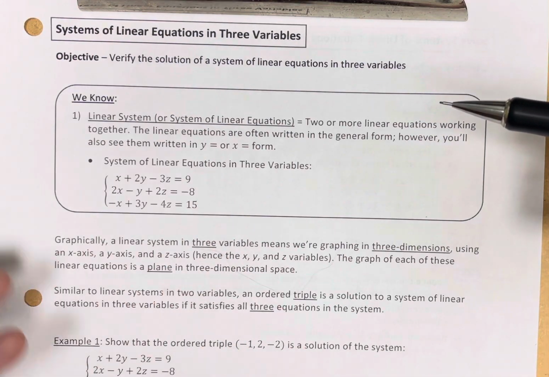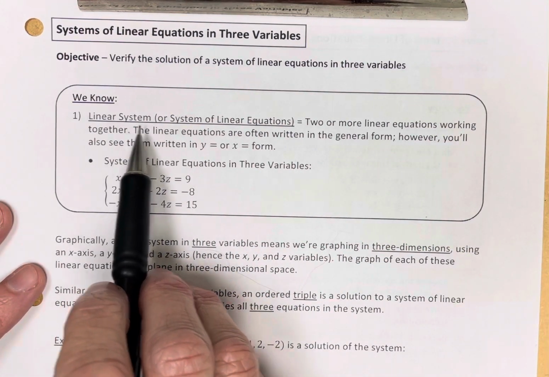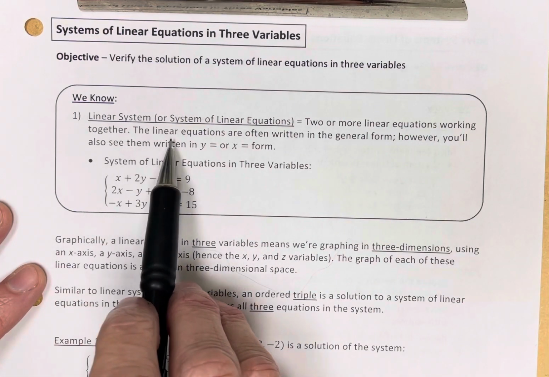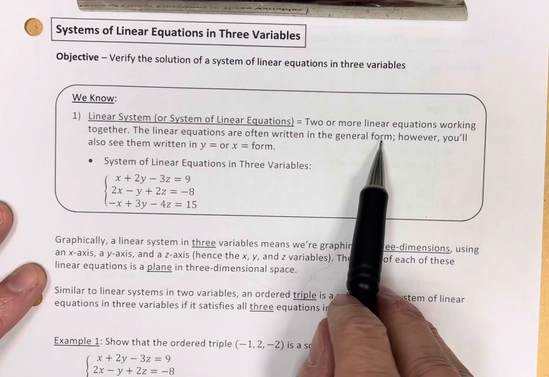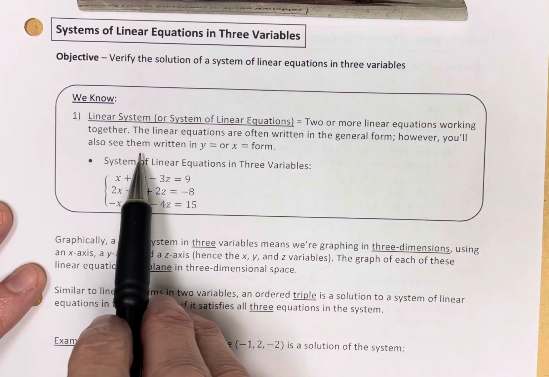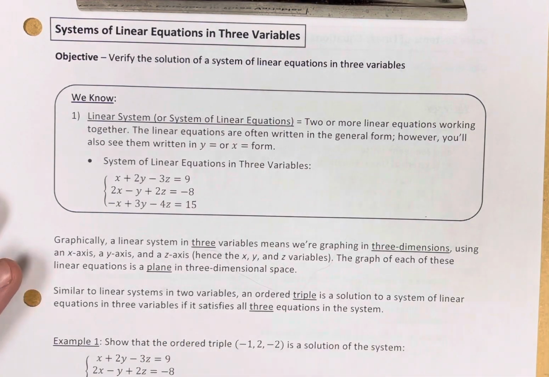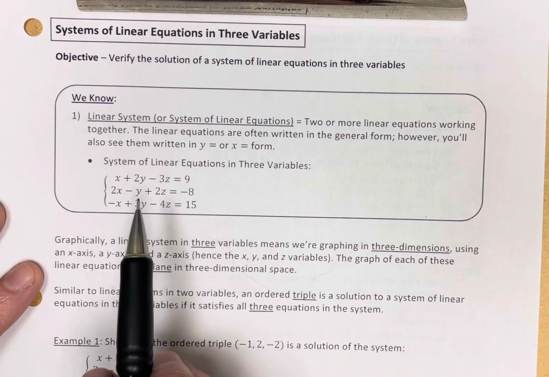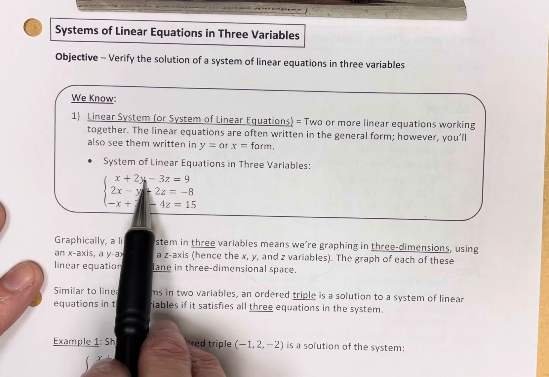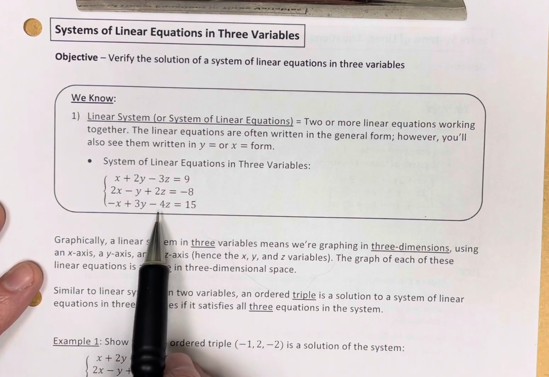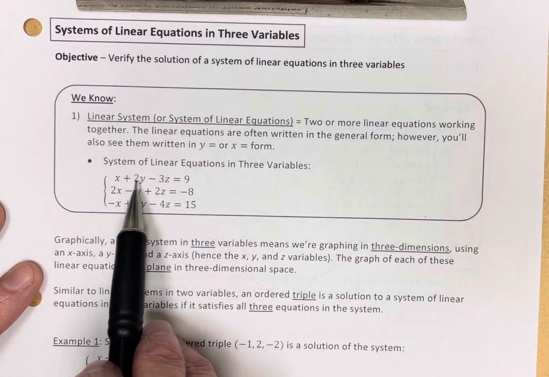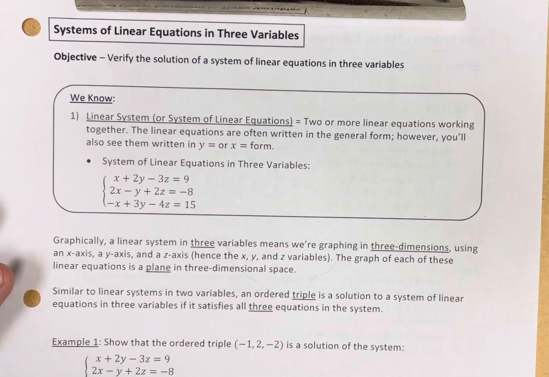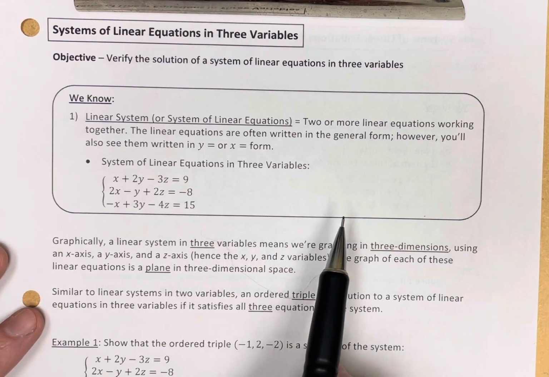So what do we know? Well, we know what a linear system is. It is two or more linear equations working together. The linear equations are often written in the general form. However, you can also see them written in the y equals or x equals form. When dealing with three variables, they'll look like this. And I don't think I've ever seen them not be x's, y's, and z's. We've introduced the z variable here. All three of these equations would be in the general form with the x before the y before the z and the constant on the right side.